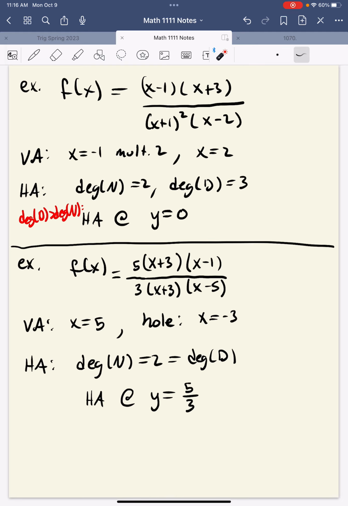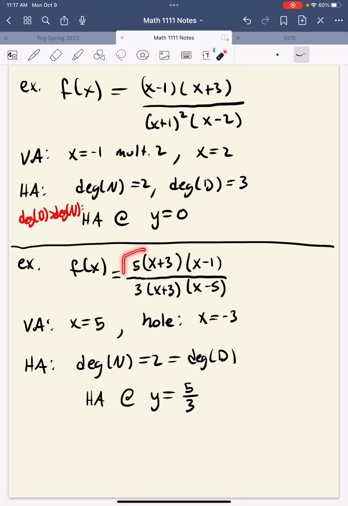So let's take a look at this example and find the VAs and HA. We have f of x equals (x minus 1)(x plus 3) in the numerator, (x plus 1) squared (x minus 2) in the denominator. So on the VAs, x equals -1, multiplicity 2, comes from (x plus 1) squared in the denominator. And then x equals 2 comes from the factor of x minus 2 in the denominator. Now on the HA, the degree of the numerator is 2, since if you added up the exponents from those factors, you would get 2. The degree of the denominator is 3. The rule says that since the degree of the denominator is strictly greater than the degree of the numerator, the HA is at y equals 0.